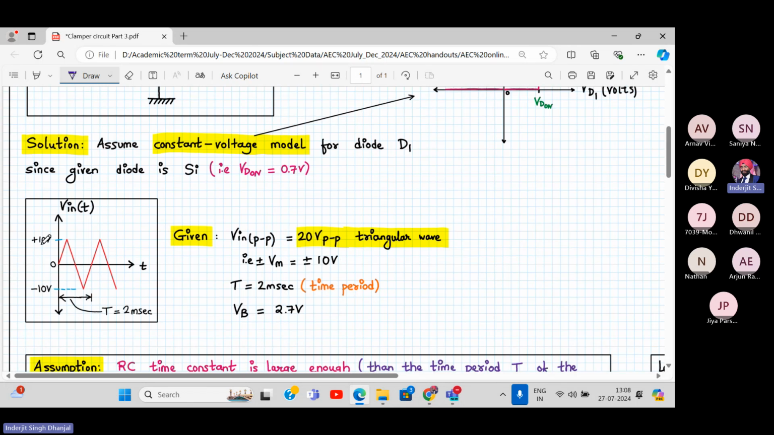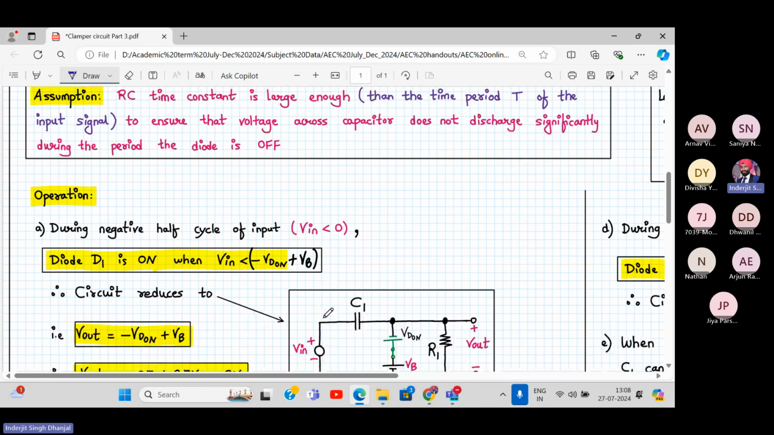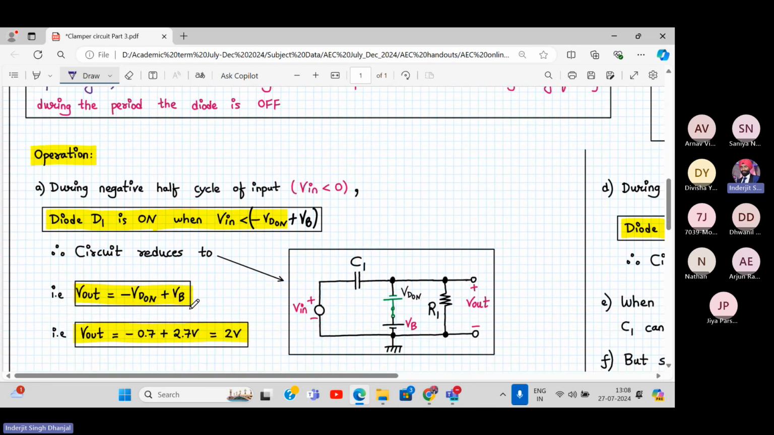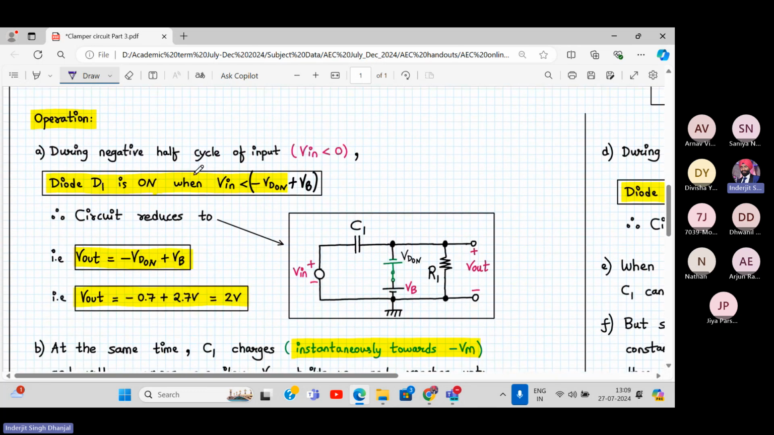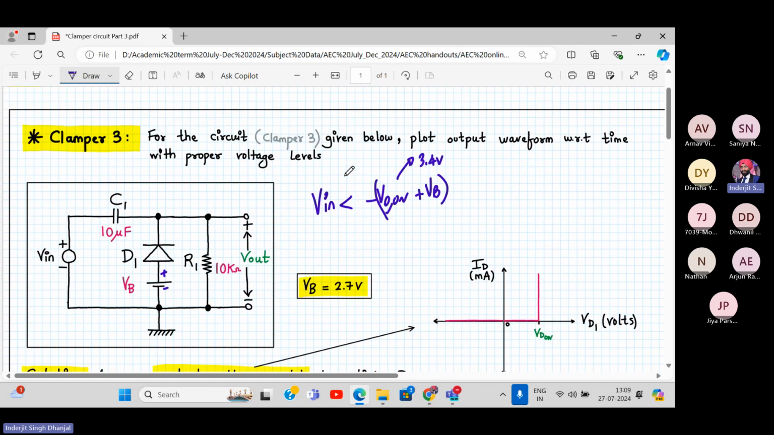Correct. So we have a triangular waveform as the input, where VM is plus 10 and minus 10 over here. VB is 2.7. So we have to write this assumption always. During the negative half cycle, when Vin is less than 0, the diode will turn on when Vin is less than minus VD on plus VB. So it's not 3.4. It's minus VD on plus VB.